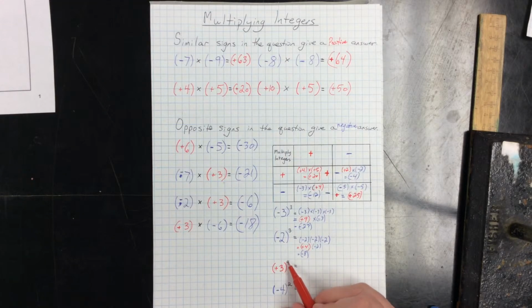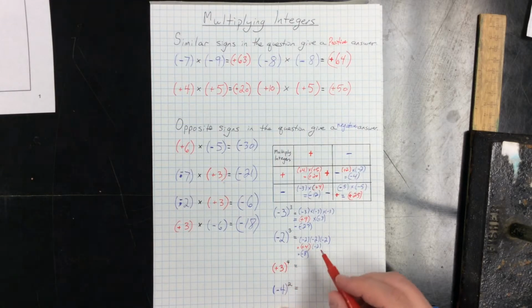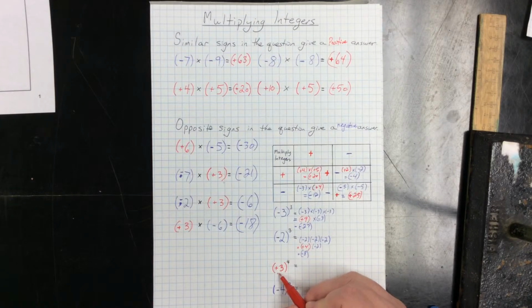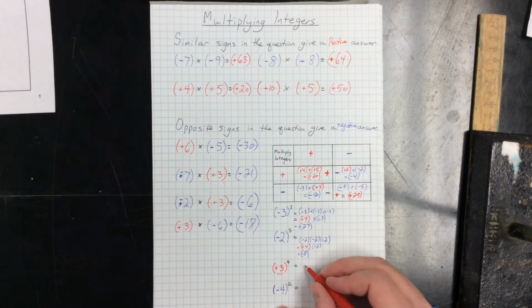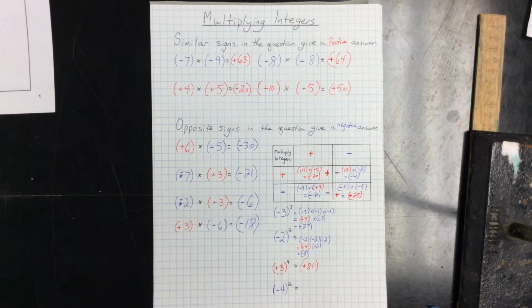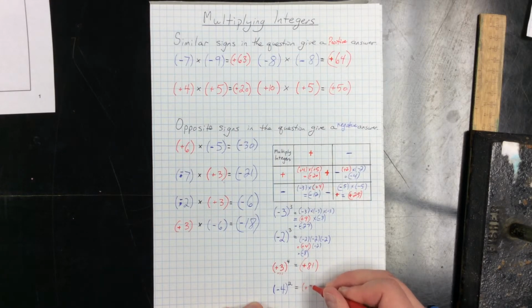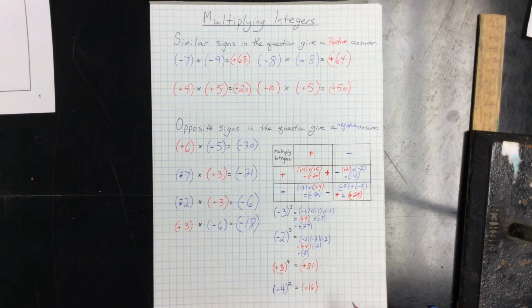So this is positive 3 four times. So positive 3 times positive 3. So 3 times 3 is 9. 9 times 3 is 27. 27 times 3 is 81. So the answer is positive 81. Negative 4 times negative 4. So negative 4 times 4 is 16. The signs are the same, so it's positive 16.